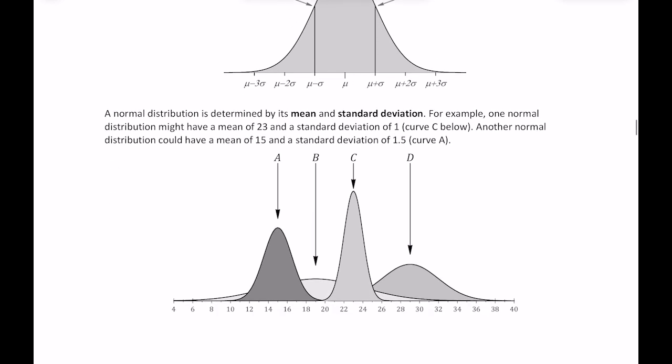A normal distribution is determined by its mean and standard deviation. One normal distribution might have a mean of 23, like in this normal distribution, because that's the middle of distribution C, and a standard deviation of 1. It's 23 plus 1, 24 plus 1, 25 plus 1, and then we're at 3 standard deviations. Another distribution could have a mean of 15 and a standard deviation of 1.5. So I can tell here that the middle is 15, and I would add 1.5 to get to my other values.